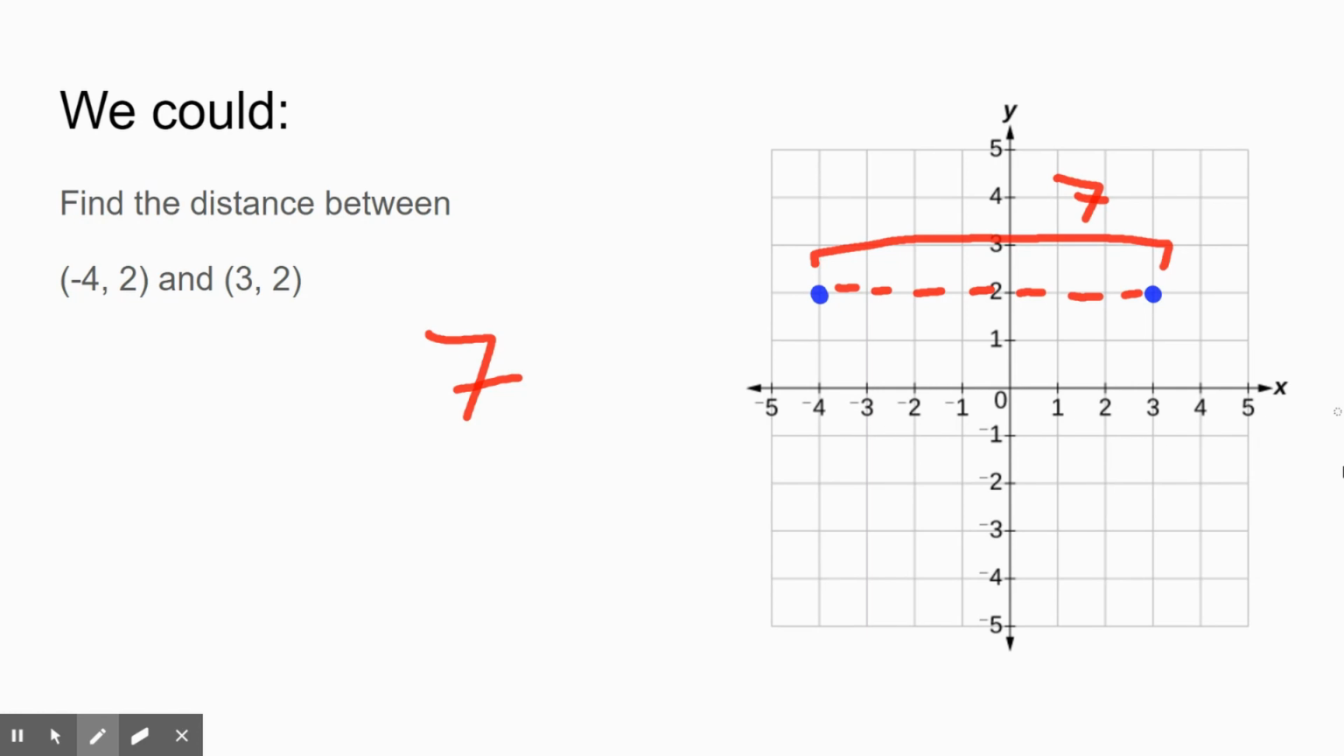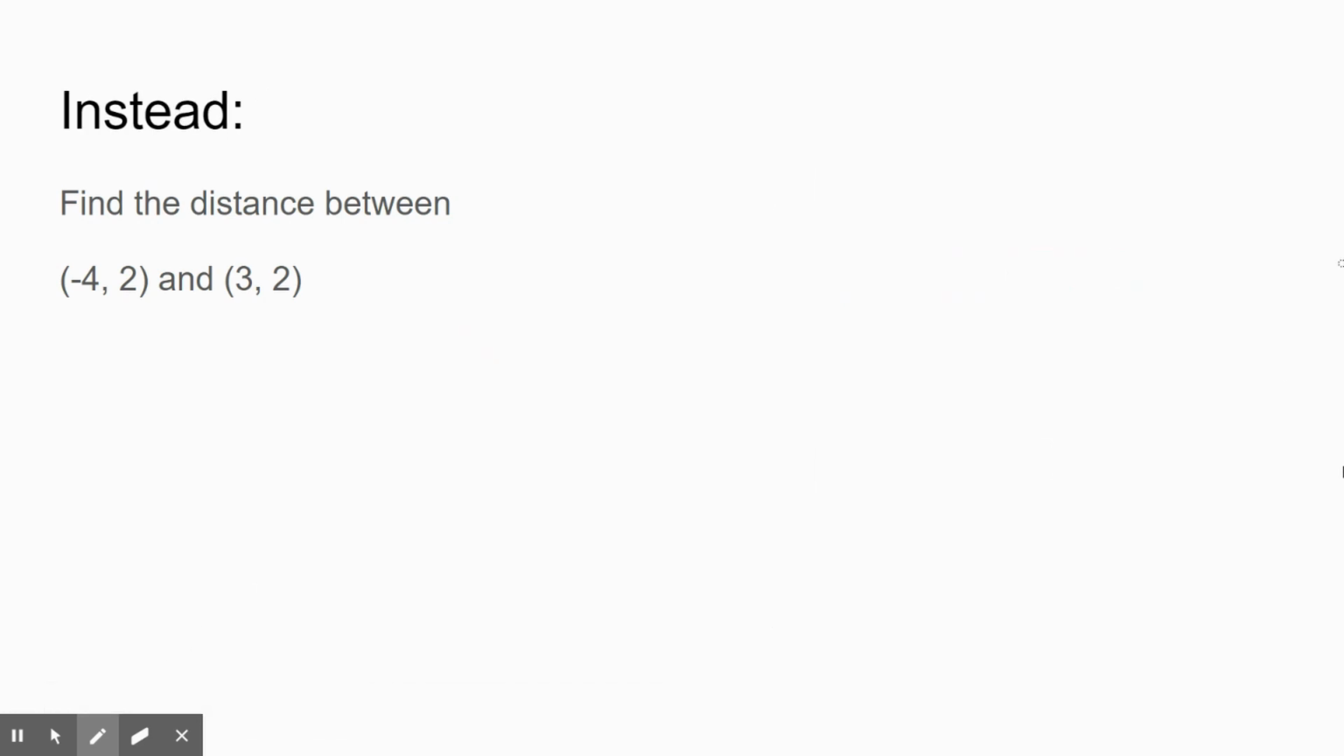And I would argue that most mathematicians are lazy in that we try to find the fastest way to do something. This is not the fastest way. It looks like it should be the fastest way, but it definitely isn't. So let's talk about what is the fastest way. A much faster way is just to look at our coordinates.